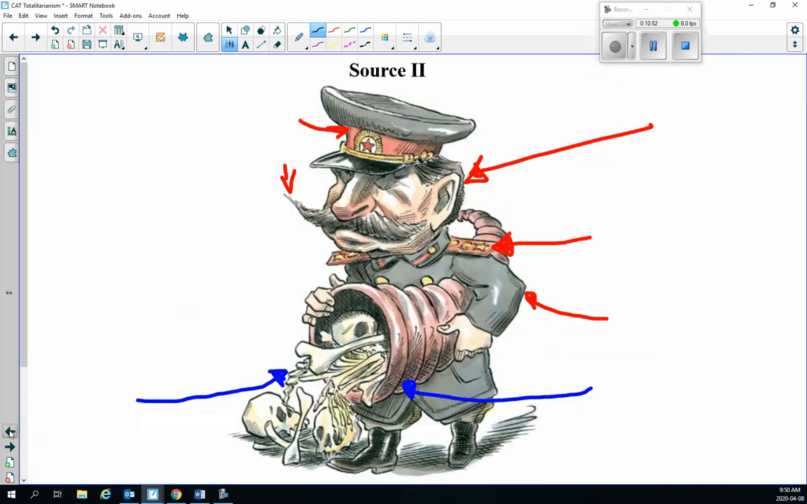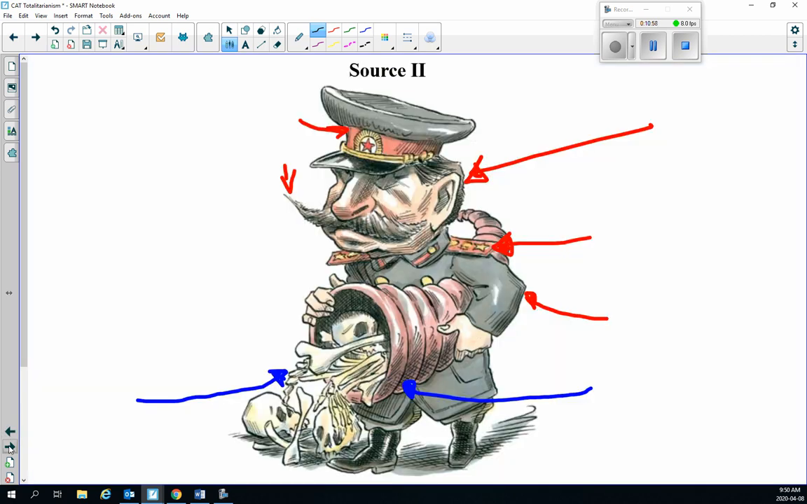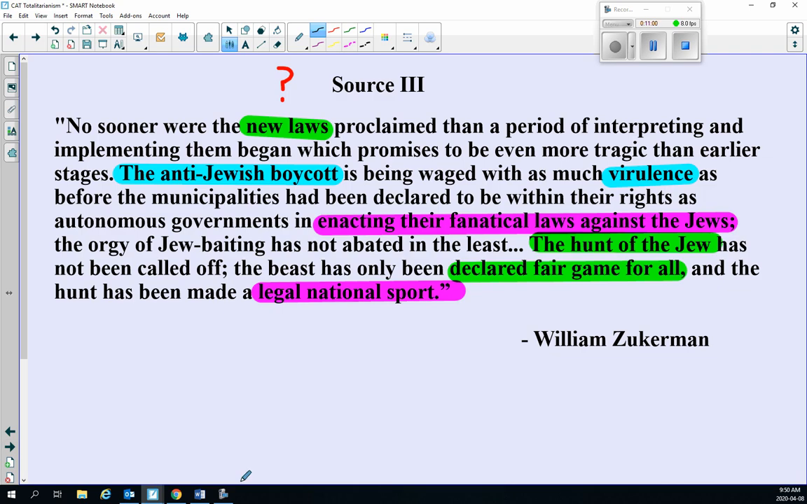If anything, source one is looking back on history, source two probably looking back on history. It almost looks like source three was written in real time as those things were going on. That could be another relationship that you go after with your sources.